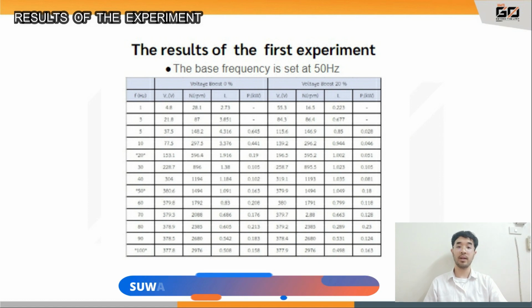Let's now look at the next slide which shows experiment 1. The base frequency is set at 50 Hz with the voltage boost starting at 0% and 20%. The results are shown in the following table 1. Table 1. Base frequency 50 Hz.